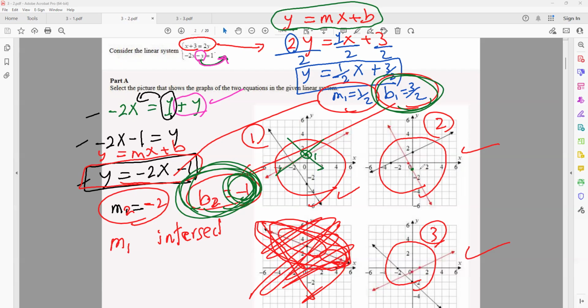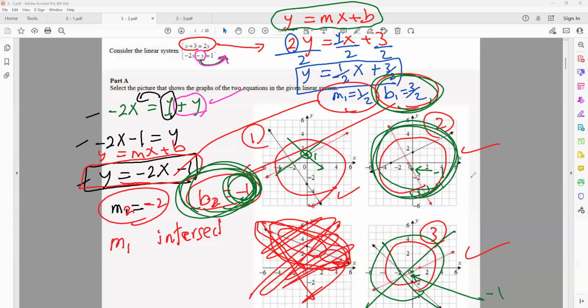Does the second graph intersect at negative 1? Yes, the second one is negative 1. And is the third one at negative 1? Is there any line? No. This point is negative 1. Is any line passing through this point? No line passes through this point. So this answer is wrong. Then the correct answer is graph number 2.